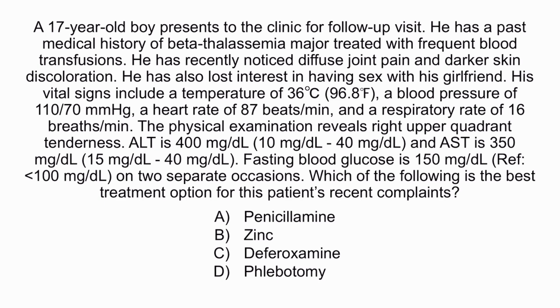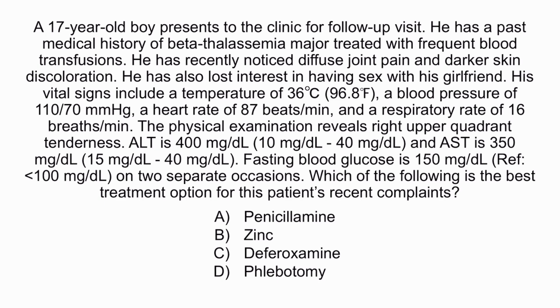Physical exam reveals right upper quadrant tenderness. ALT is 400 and AST is 350. Fasting blood glucose is 150 on 2 separate occasions. Which of the following is the best treatment option for this patient's recent complaints? A. Penicillamine, B. Zinc, C. Deferoxamine, or D. Phlebotomy. Pause the video and take a moment to consider this question.